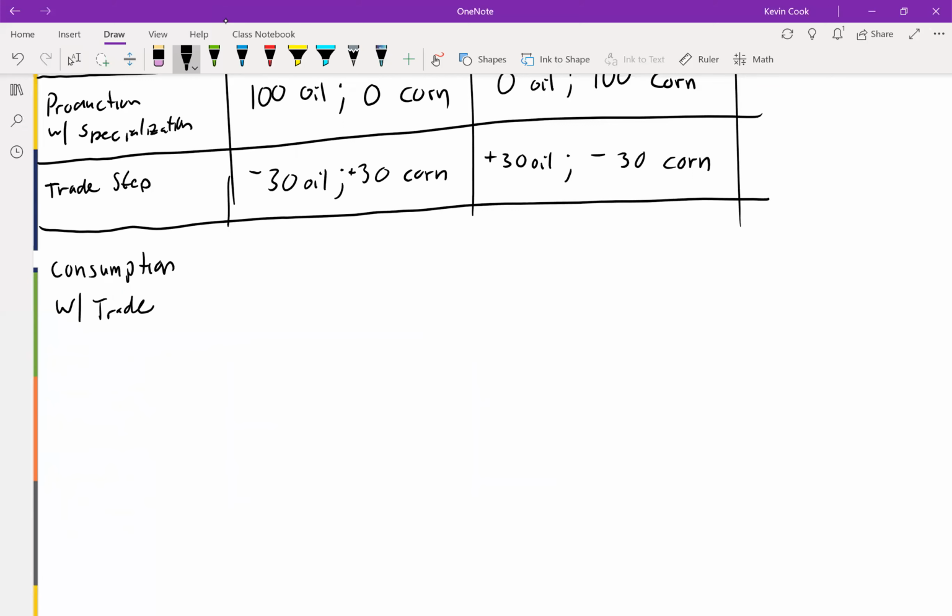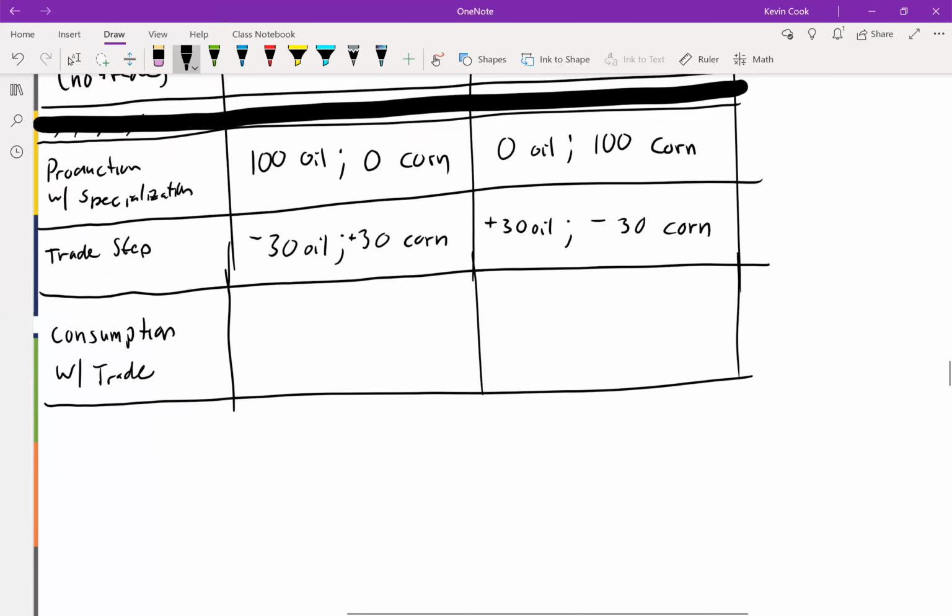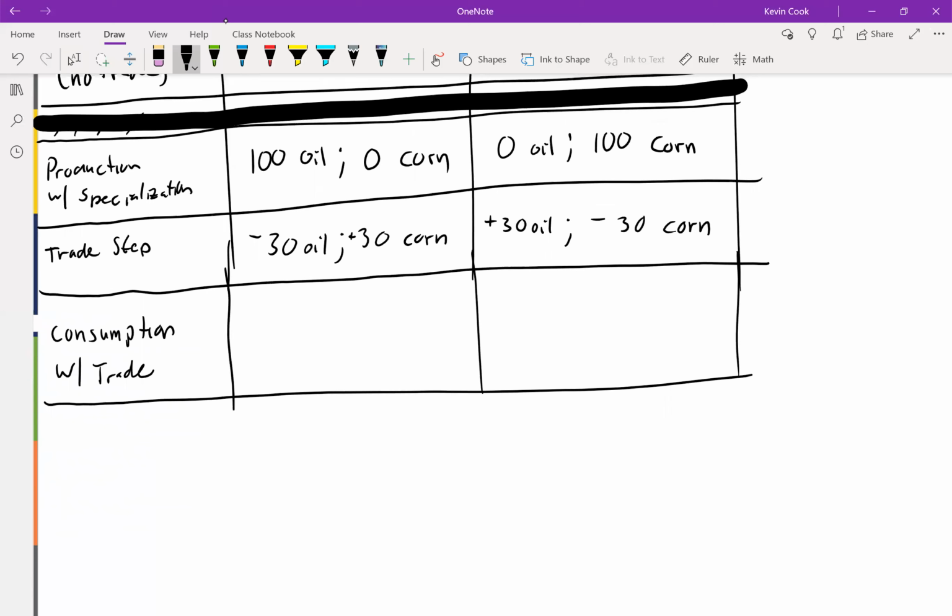So after this trade step, we get to our consumption with trade. And this is where something really cool is going to happen. When we have our consumption with trade, we just work down the rows. So Saudi Arabia started with 100 oil and they gave up 30 oil, so now they have 70 oil. Similarly, Saudi Arabia started with no corn and they gained 30 corn, so now they have 30 corn. Then the US started with no oil, they gained 30.